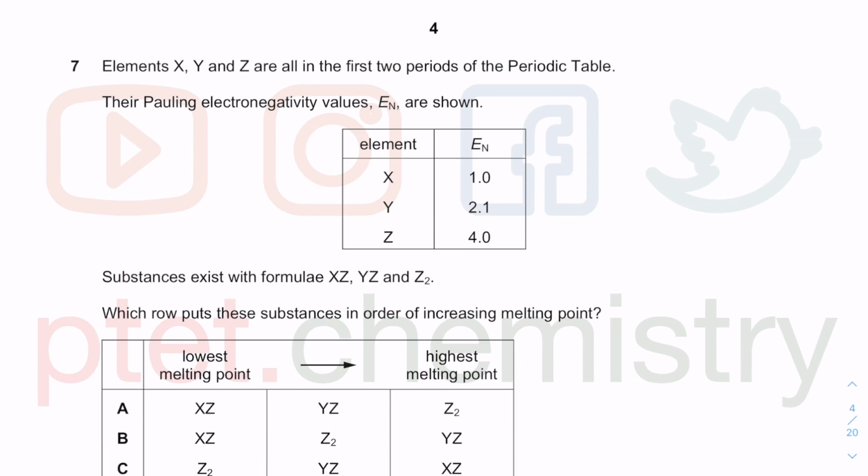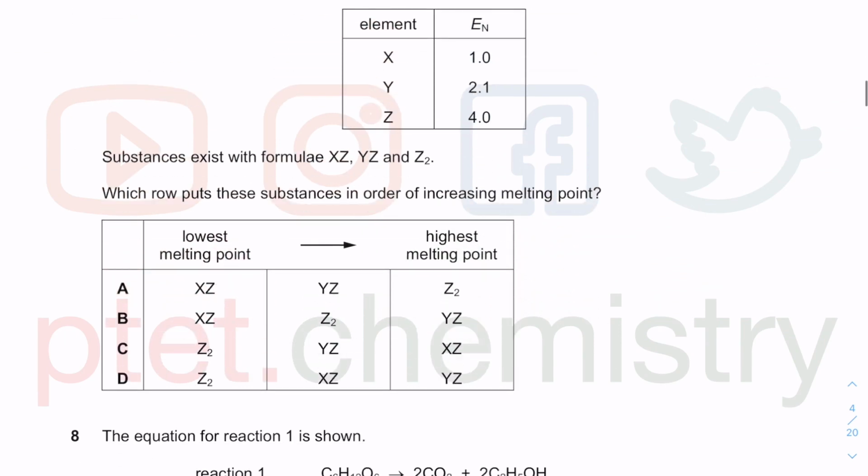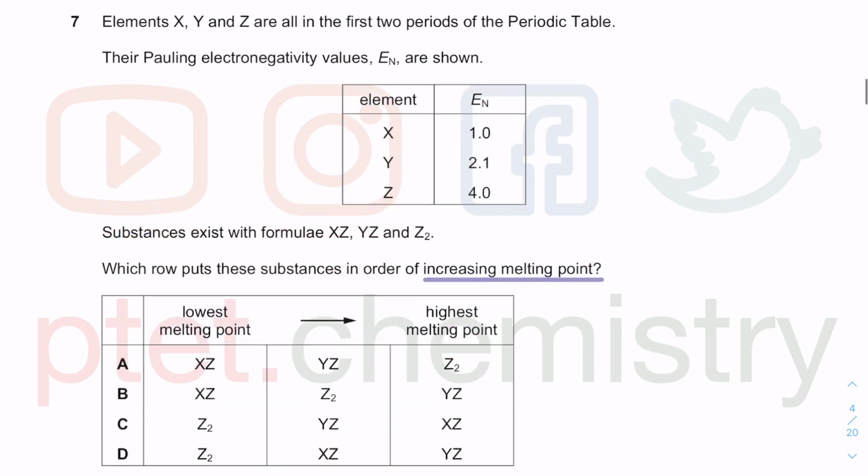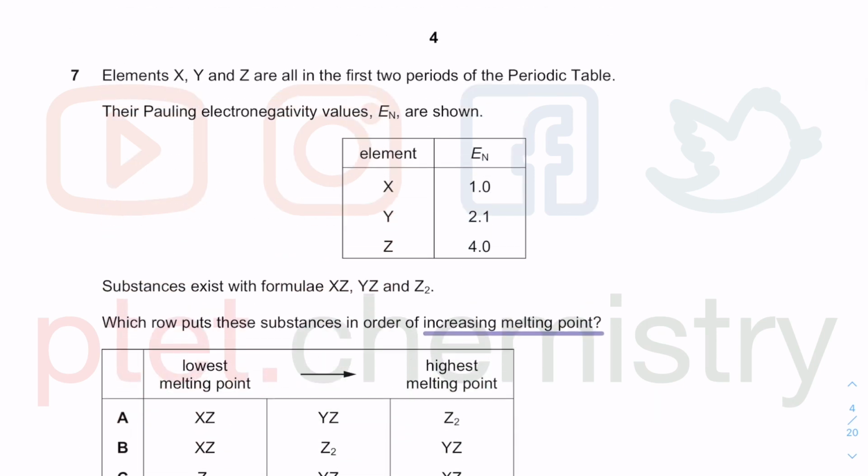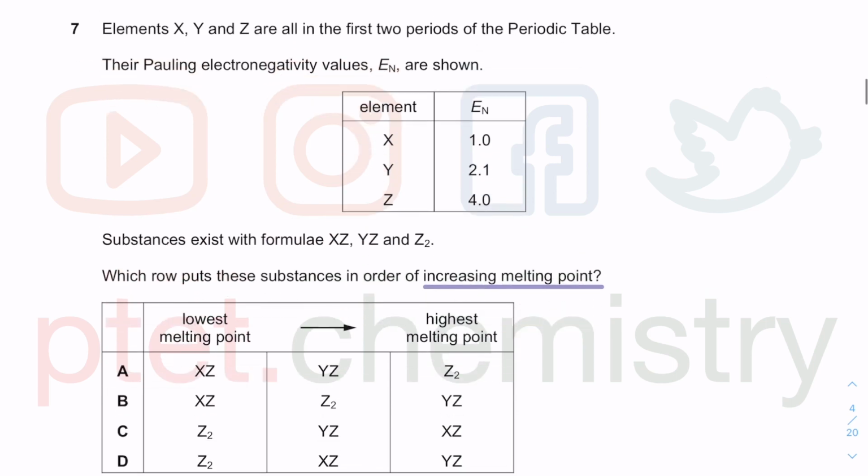Question 7, this is about Pauling electronegativity values. So you're given these particular values, which of course you're not expected to know. Which row puts these substances in order of increasing melting point? So what can we say? Well, first of all, what can we say actually?